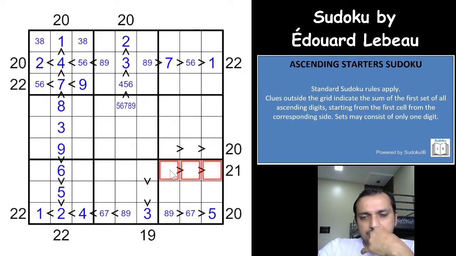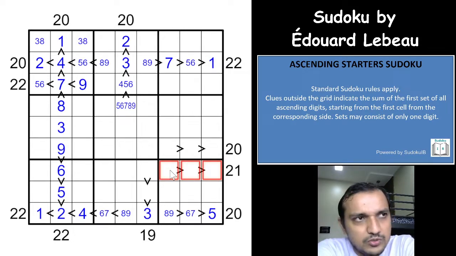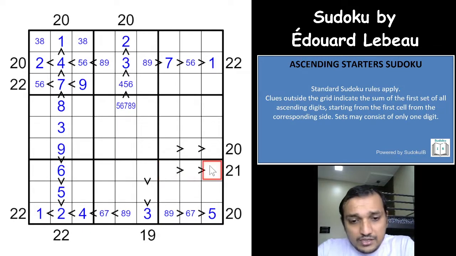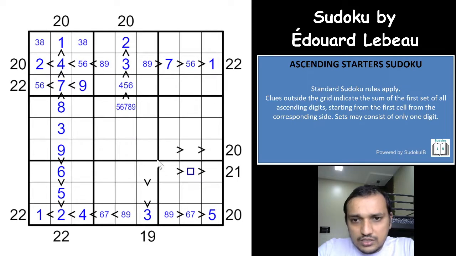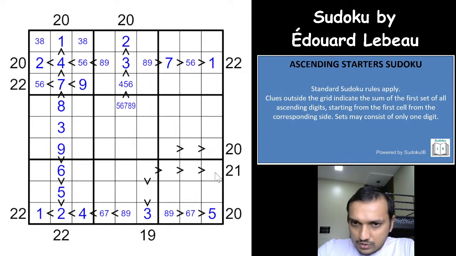Let's see for 21 first. 21 in 3 cells is possible. 6, 7, 8. 6, 7, 8 is not possible. 5 is not possible. 7, 8, 9 is not possible. You'll have to have a 4, 8 and 9. 4, 8 and 9 is also not possible. So which means you need to have at least one more cell to increase the ascending sequence. Okay. That is giving us something now.